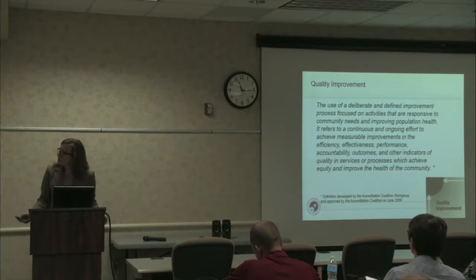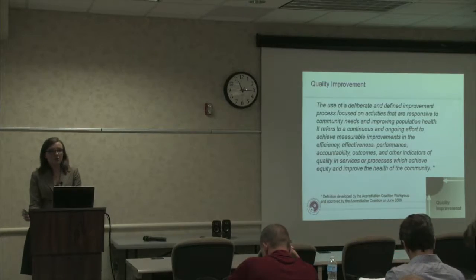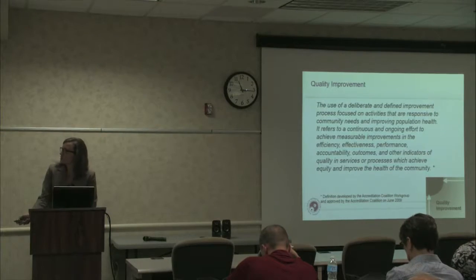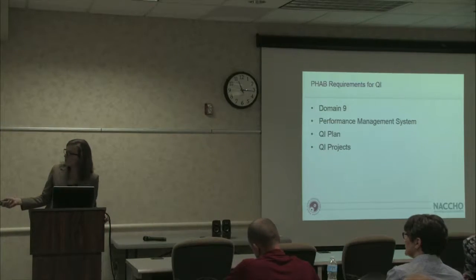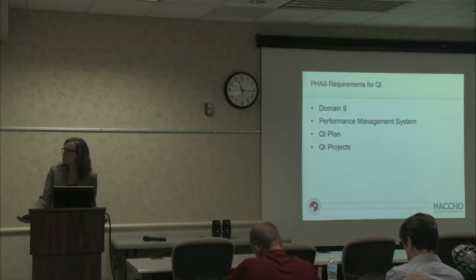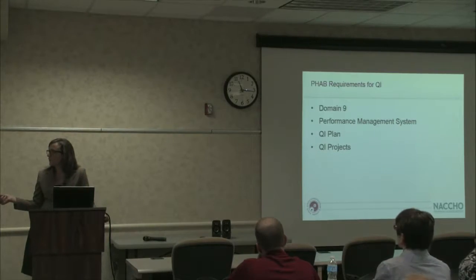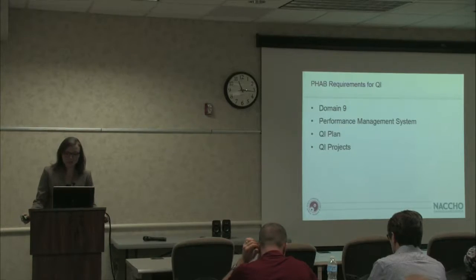I'm not going to read this to you, but in 2009, a group of brilliant people got together and actually defined QI in public health, because it was new to our discipline, and so we wanted to make sure we had a clear vision of it. Basically, it's using defined processes to improve activities and outcomes. So it's not just saying we're going to do this better haphazardly. We're using these processes to make things better. PHAB's requirements for quality improvement mostly fall in Domain 9. You have to have a performance management system, which is how you measure the indicators and activities you're working on. You have to have a quality improvement plan, and then you have to conduct quality improvement projects and demonstrate that you are doing that.